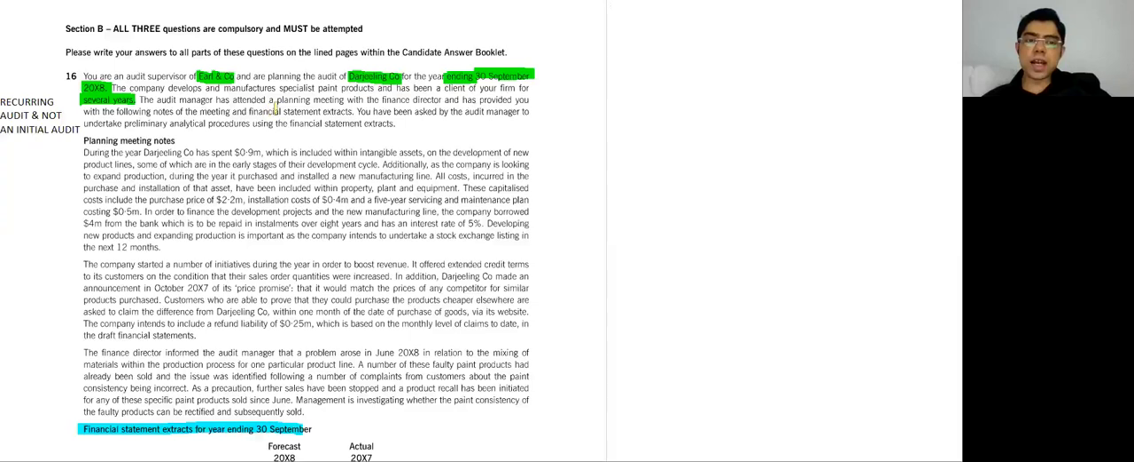The audit manager has attended a planning meeting with the finance director of the company and has provided you with the following notes of the meeting and financial statement extracts. You have been asked by the audit manager to undertake preliminary analytical procedures using the financial statement extracts.